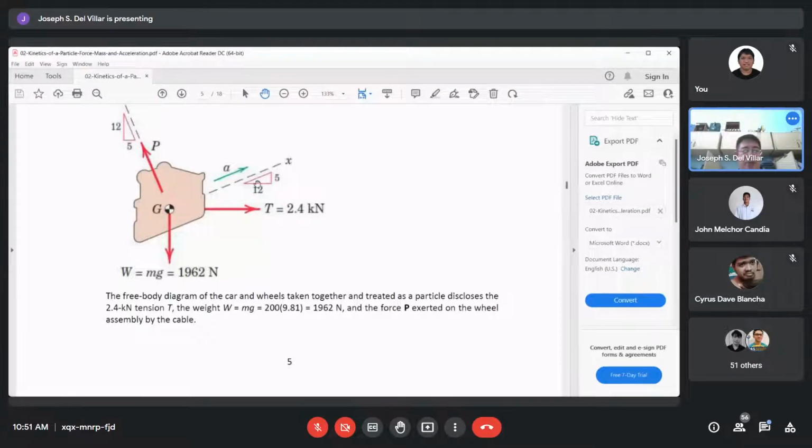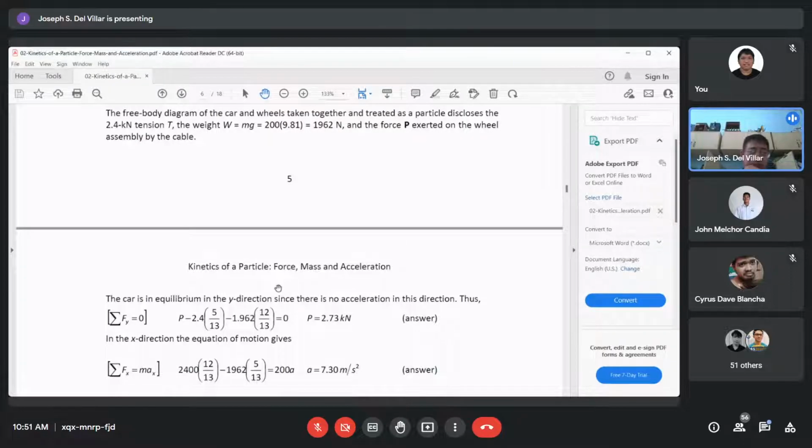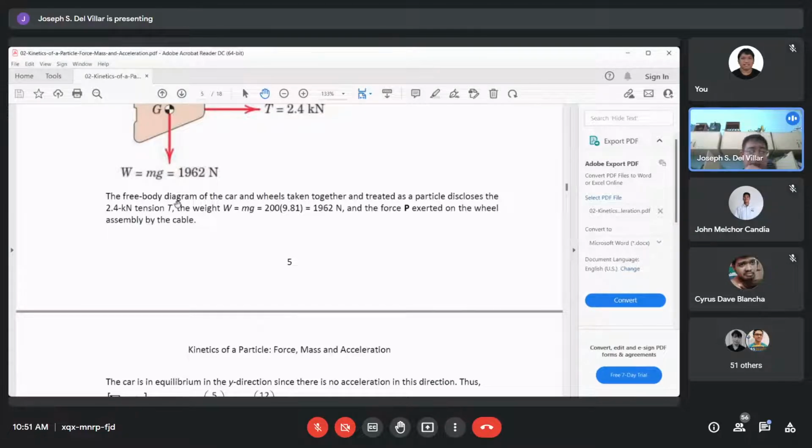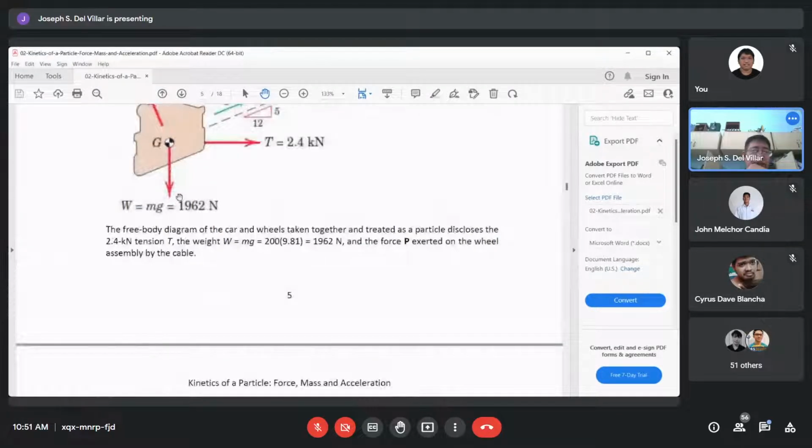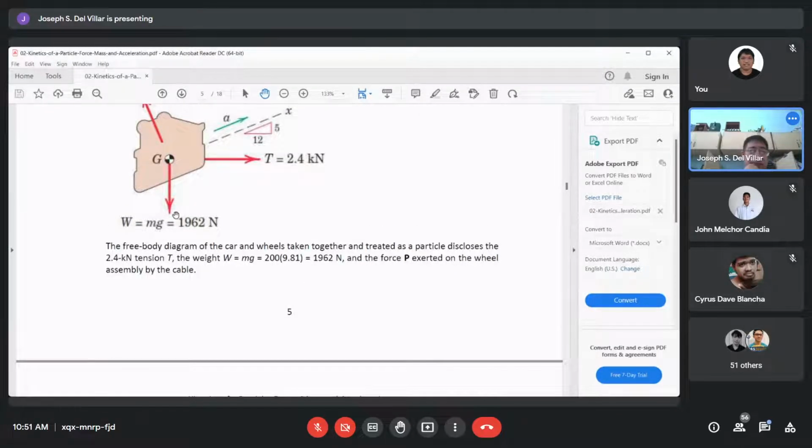Ito kasi yun, no? 12, ito yung horizontal niya, over 13. Tapos, yung 1962 is 5 over 13. Okay? So 5 over 13. Okay? So resolve this into x and y component.